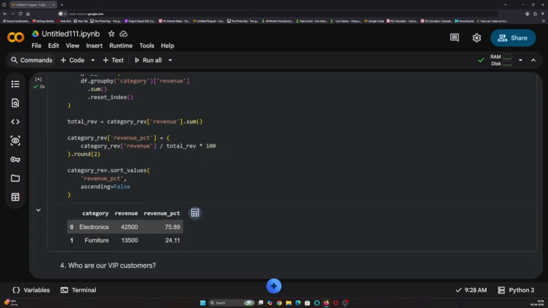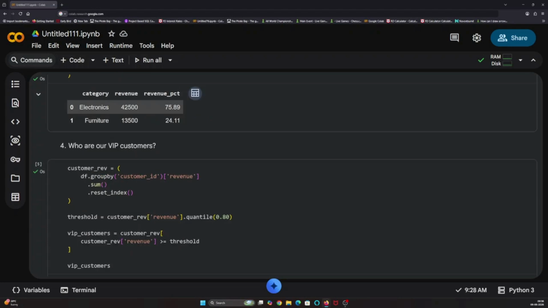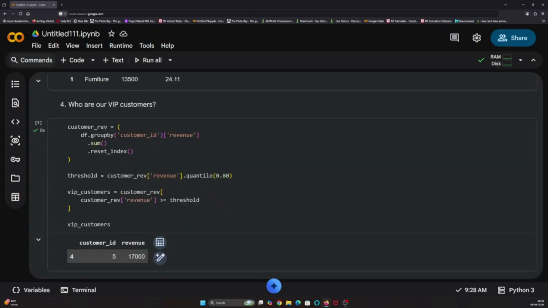So moving on to the next problem statement, who are our VIP customers? Not all customers are equal. Some customers generate significantly more revenue. So management will be asking you who are our most valuable customers. So here we are calculating total revenue per customer, then using quantiles to identify the top 20%. How the business will be interpreting this is that these VIP customers may receive premium support, exclusive offers, loyalty rewards. Many companies spend enormous effort protecting these relationships.